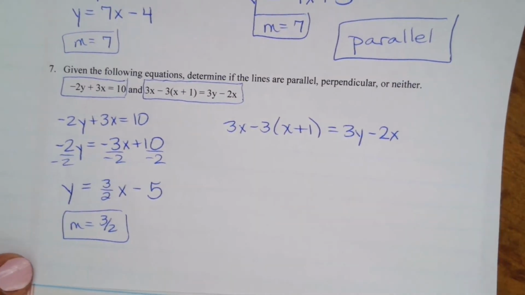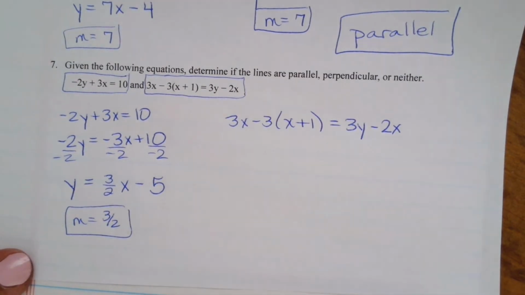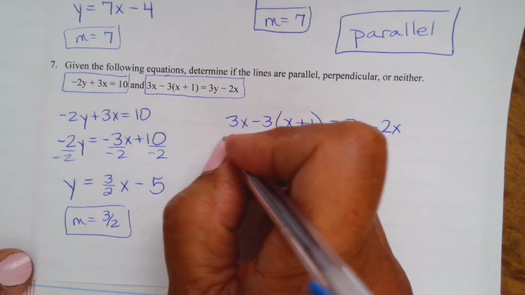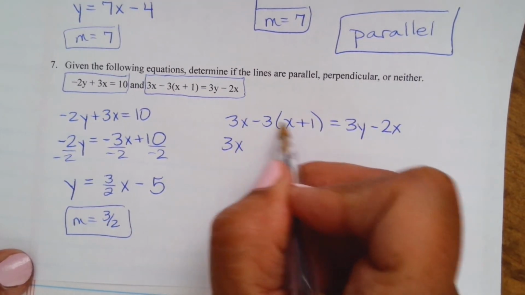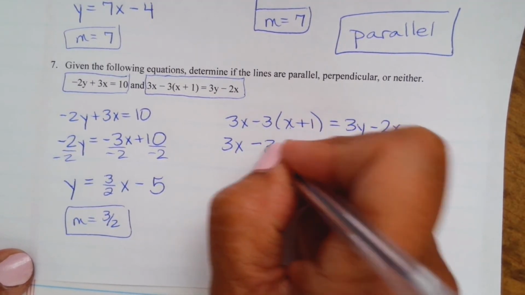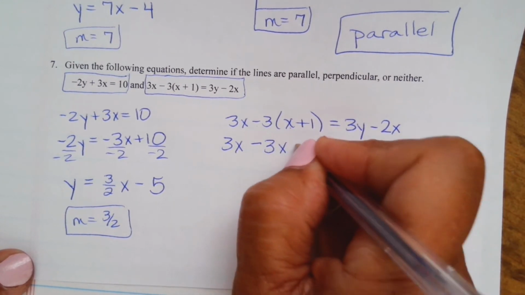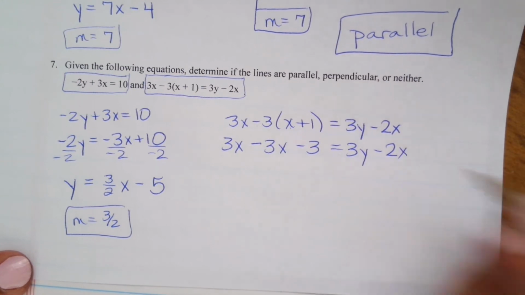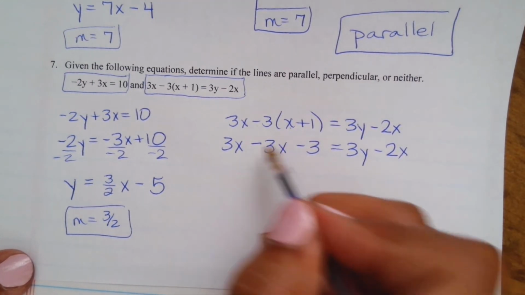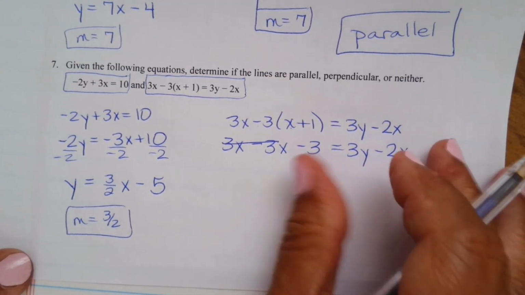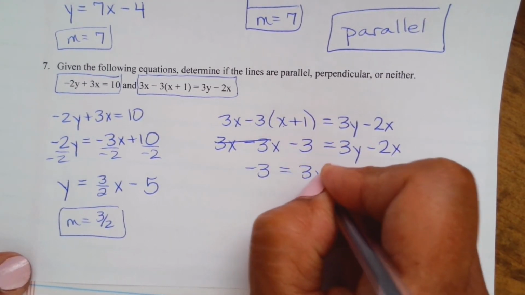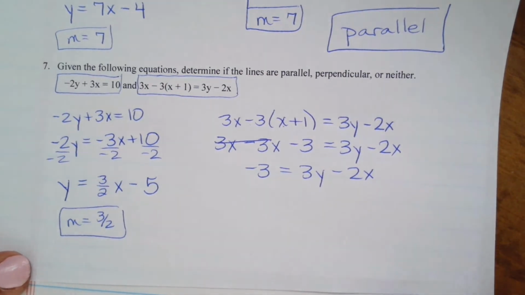Okay, first thing, distribute. Get rid of those parentheses. You're multiplying -3 times each of these numbers. So -3 times x is -3x. -3 times 1 is -3. 3y minus 2x. 3x minus 3x is gone, that's 0. So now I have -3 equals 3y minus 2x.